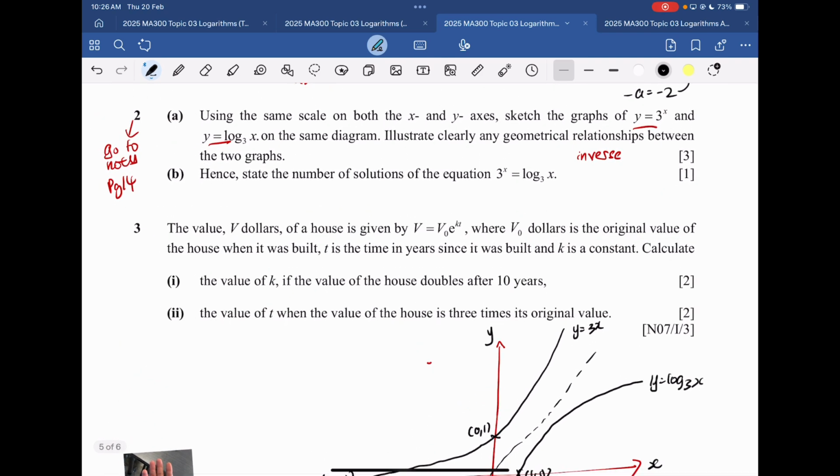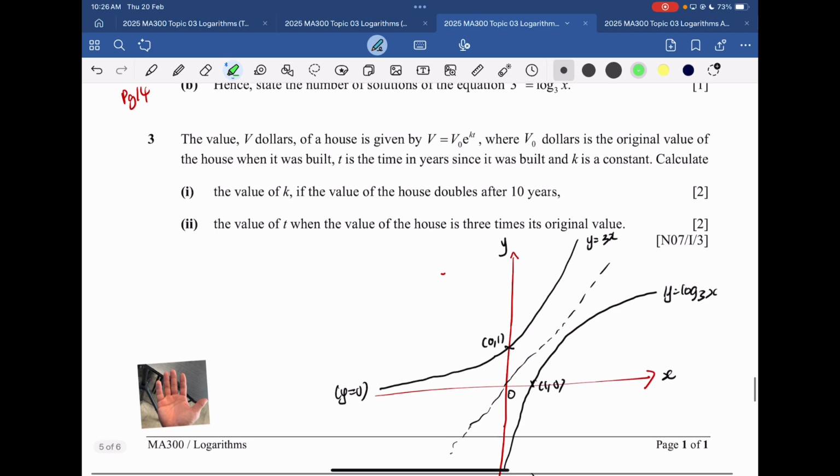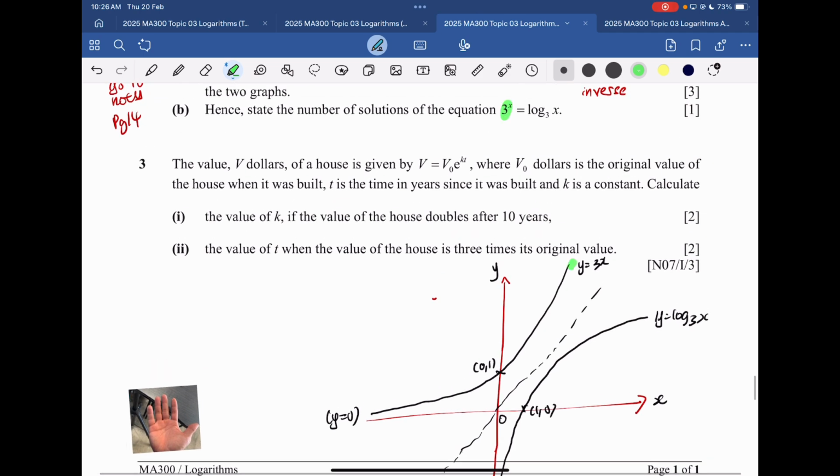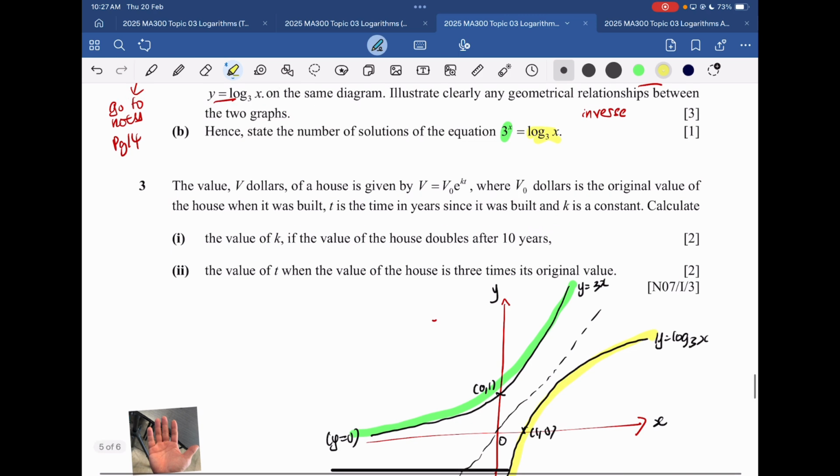So then, in part B, you state the number of solutions. What's the number of solutions? You consider this as one graph. This is 1. The yellow is the other one. Solution means what? They touch, right? The intersection, correct. So when you see solution, you think of intersection. Do they even touch? No. The answer is 0. Kosong.